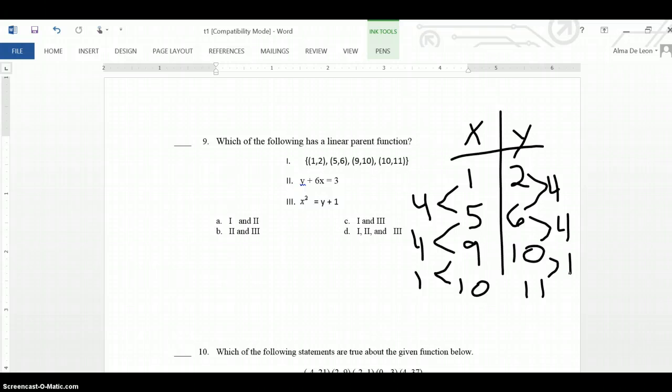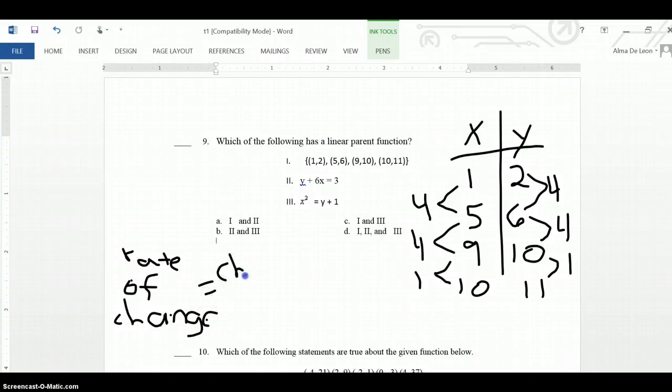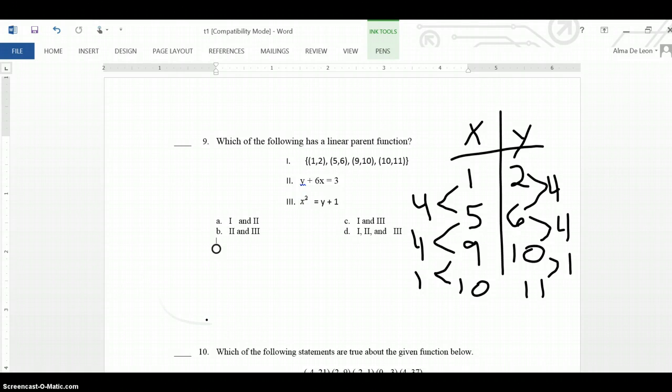Okay, so now I have to look at the rate of change. Now, if you remember, rate of change is the change in y over the change in x, and that is not going to fit, so I'm going to go ahead and erase it. Rate of change is the change in y over the change in x.